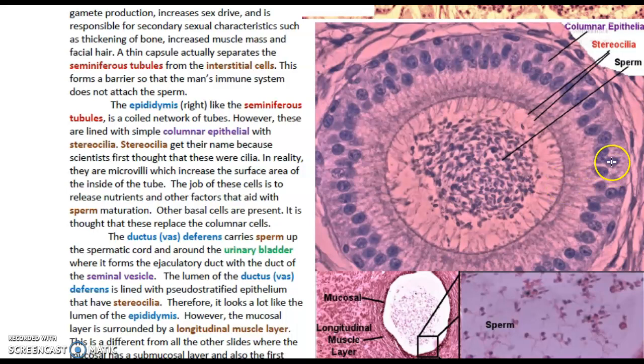So if we zoom in even more, this is not the picture on the page. Here are our pseudostratified cells. These would be the basal cells out here. And we could clearly see the stereocilia.